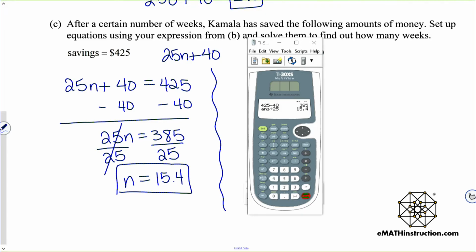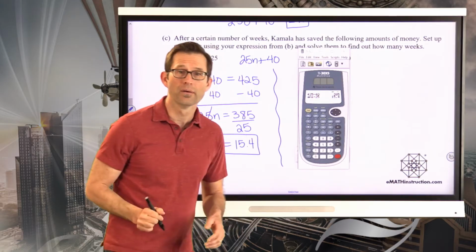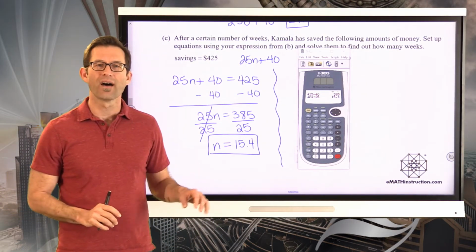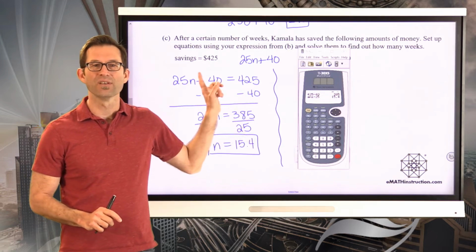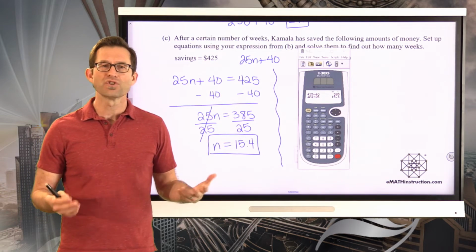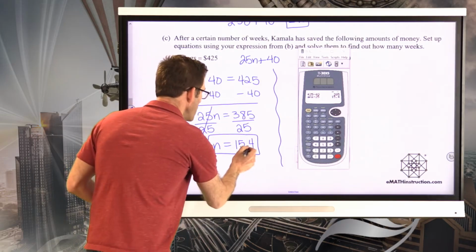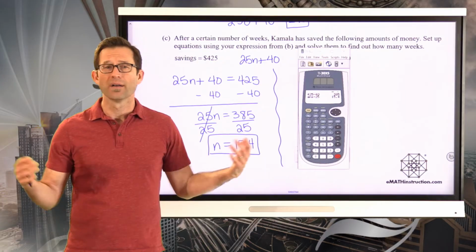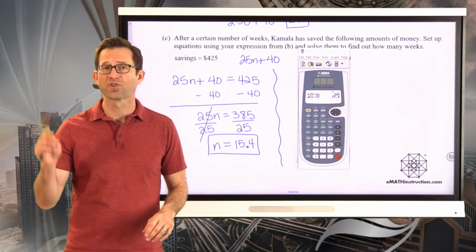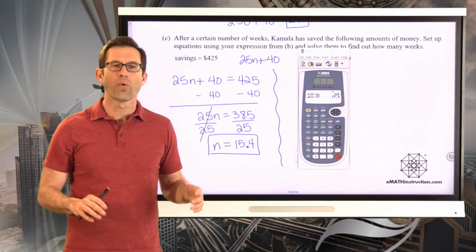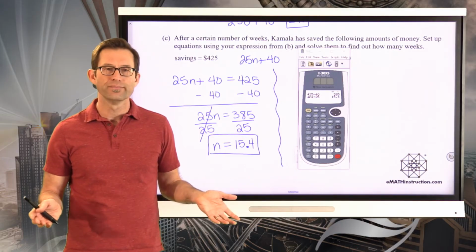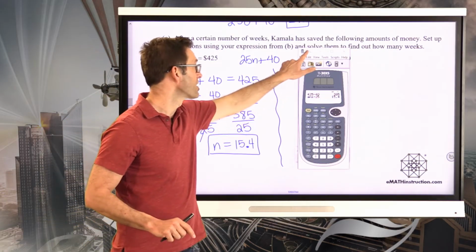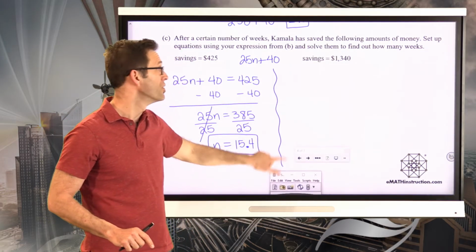Now, I would like to just, for a moment, point out the fact that this is somewhat of an unrealistic answer, which actually means that I did a poor job designing at least this part of the problem. You know, she's getting paid this on a weekly basis, so we kind of expect this answer to come out as a whole number. 16 weeks, 14 weeks, 22 weeks, whatever. 15.4 weeks is a bit unrealistic, but we're going to stick with it for right now. You're going to have a more realistic answer when you do the second part of the problem.